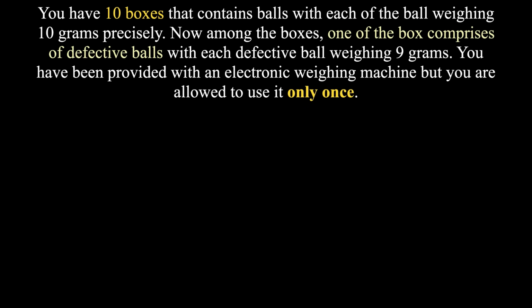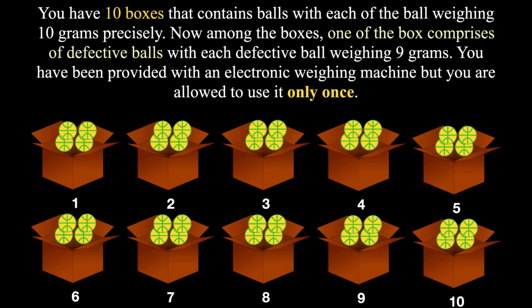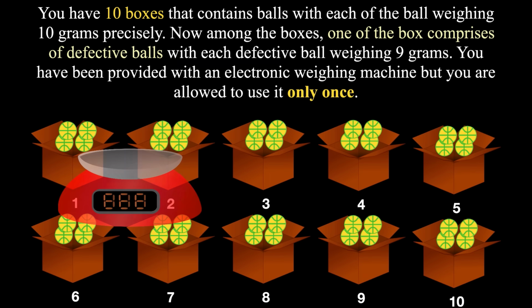You have 10 boxes that contain balls, with each ball weighing precisely 10 grams. Now among the boxes, one box comprises defective balls, with each defective ball weighing 9 grams. You have been provided with an electronic weighing machine, but you are allowed to use it only once. Can you find the box with the defective balls?